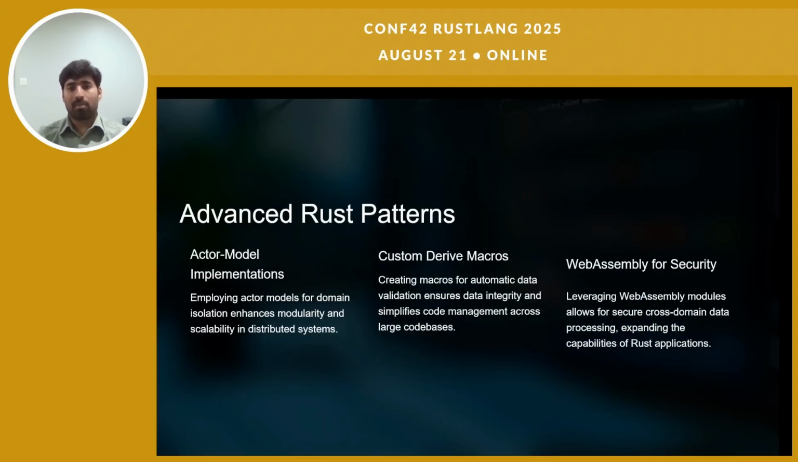Now we have covered performance and infrastructure. I want to share some advanced Rust patterns that I have found especially valuable when building large scale distributed data systems. First, actor model implementations. I like using the actor model to isolate domains within a distributed system. Each actor has its own state and communicates through message passing, which not only improves modularity, but also makes the system much easier to scale. In Rust, this model is both safe and efficient thanks to the language's concurrency guarantees.